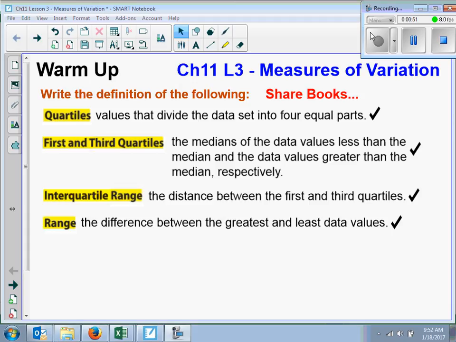The interquartile range is the distance between the first and third quartiles. And to find that distance, we will subtract the 2 values. The range is the difference between the greatest and the least values. And how do I find the difference? Subtract. Very good.